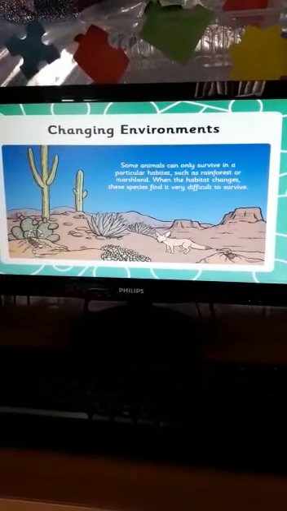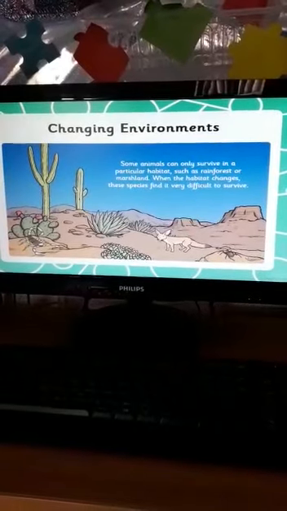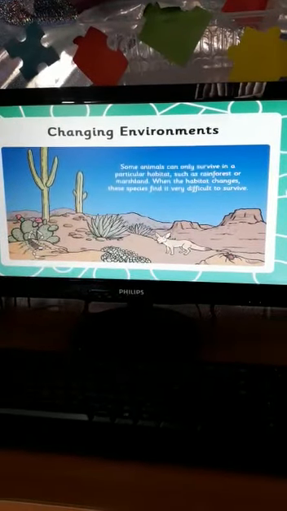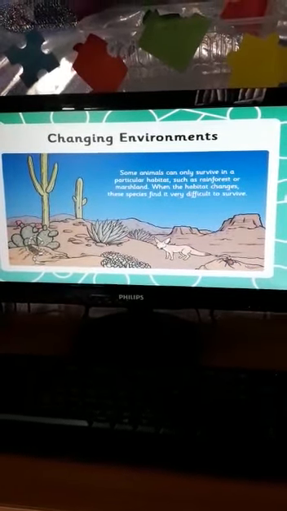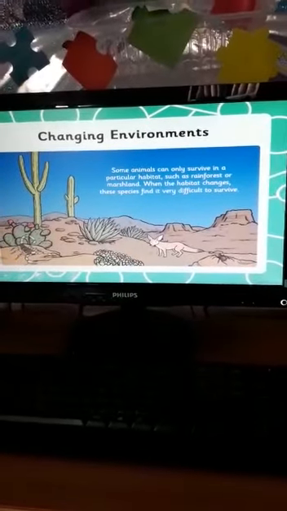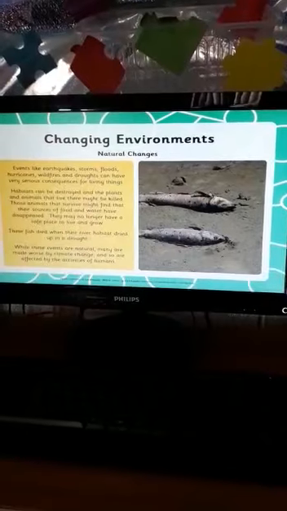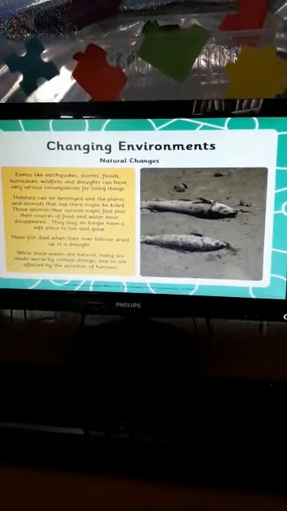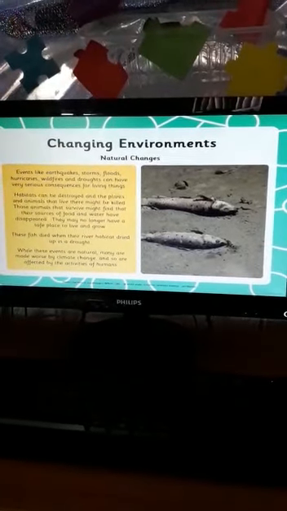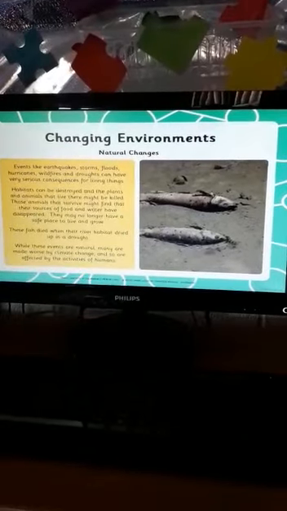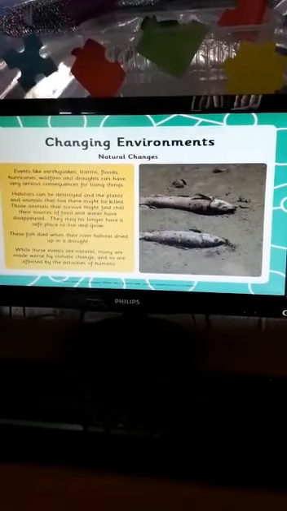Okay, so we're going to look at some of the main environmental changes together, but then you're going to go off and do some research on your own. So the first one is natural changes. These are changes that we have no control over, such as earthquakes, storms, hurricanes, floods, and drought.